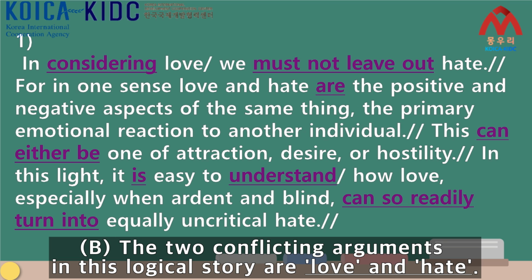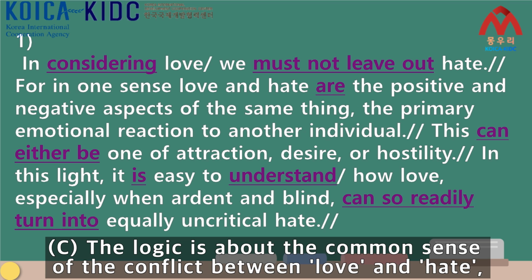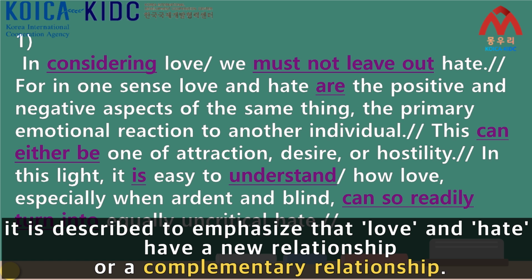B. The two conflicting arguments in this logical story are love and hate. And A. The subject is the inseparability of love and hate. C. The logic is about the common sense of the conflict between love and hate. It is described to emphasize that love and hate have a mutual relationship or a complementary relationship.